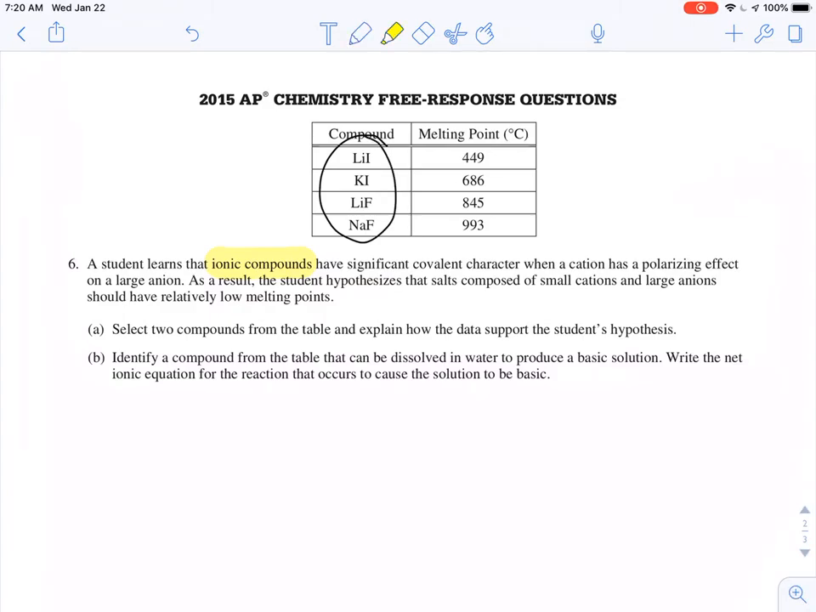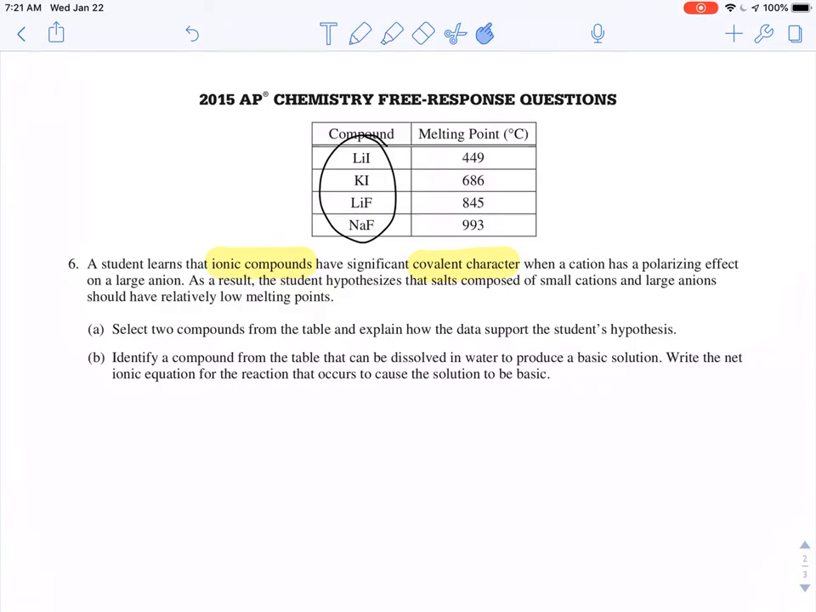And as we went over before, it's the bonds formed from the positive and negative attraction, and it's saying that they have significant covalent character. Now, covalent character is measured from the electronegativity differences between the two atoms, and the closer this number is to 0, the more covalent character the compound has. And this means that the ionic compound is going to show traits of a covalent compound, such as having a low melting point, and this is what the student hypothesizes. Now, part A asks to select 2 compounds from the table and explain how the data support the student's hypothesis.